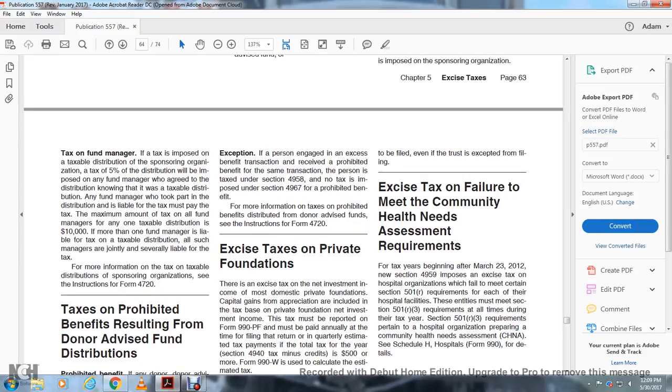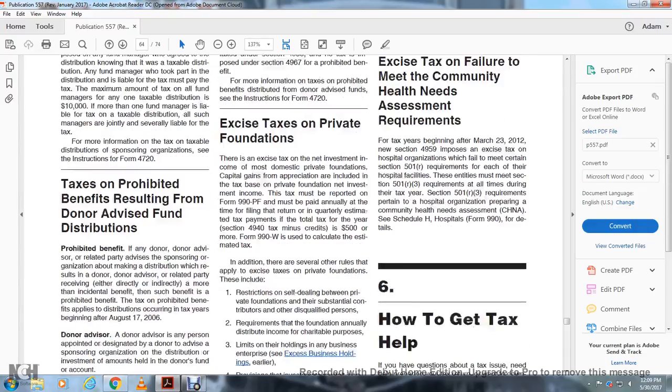Exemption. If a person engaged in an excess benefit transaction received the prohibited benefit, and the same transaction subjects the person to tax under section 4958, no tax is imposed under section 4967 for the prohibited benefit. For more information on the tax on prohibited benefits from donor advised funds, see the instructions for Form 4720.